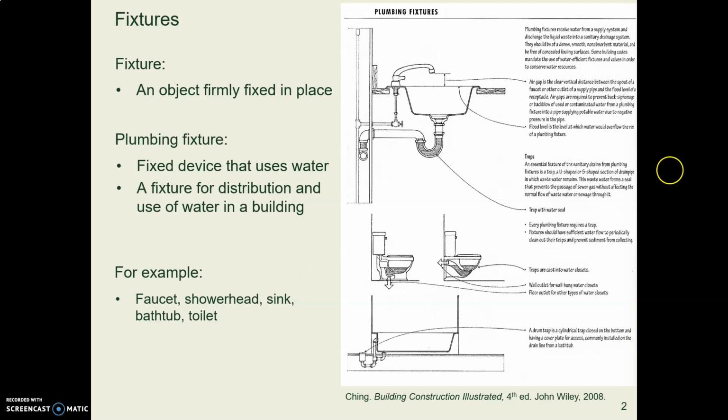If a fixture has water flowing through it, it brings in water and distributes it. That's a plumbing fixture. So a plumbing fixture could be a faucet or a sink or a toilet or any fixed object that uses water.